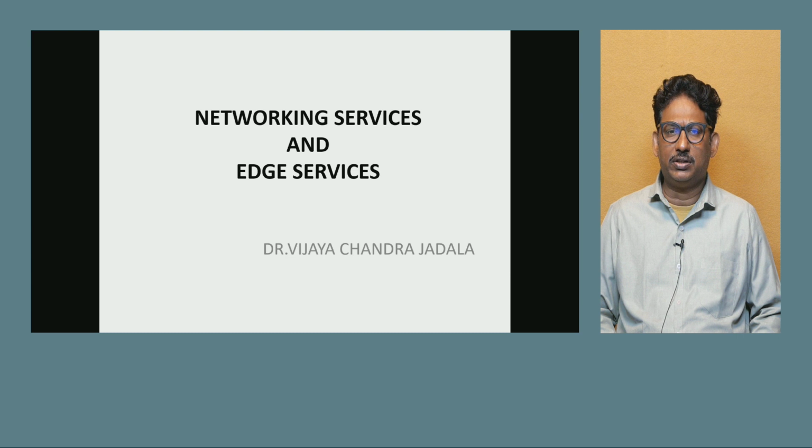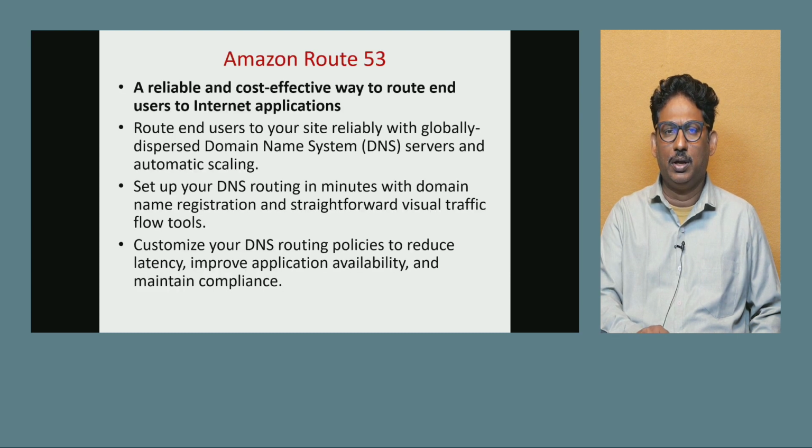Today I am going to discuss networking services and edge services. The major networking service provided in AWS is Amazon Route 53. It is a reliable, cost effective way to route end users to internet applications. It is expanded globally, so end users can reach applications reliably and globally. That means they can depend on it very confidently.